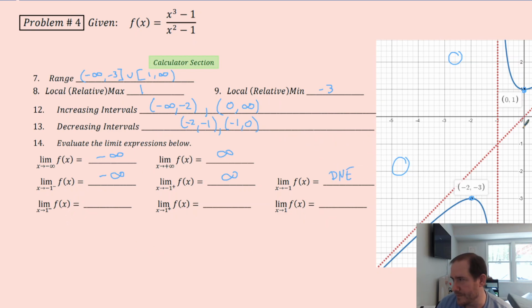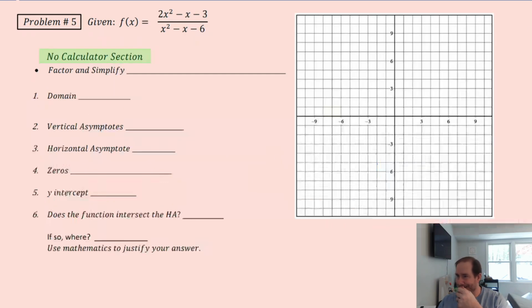And at 1 we have the hole. So as I approach from the left, I get 1. As I approach from the right, I get 1. And the bidirectional limit gives me 1. So there's everything. Once you're allowed to use a calculator to find those extrema, once you're allowed to look at the graph, answering all those questions shouldn't be too bad. Let's go to 5.